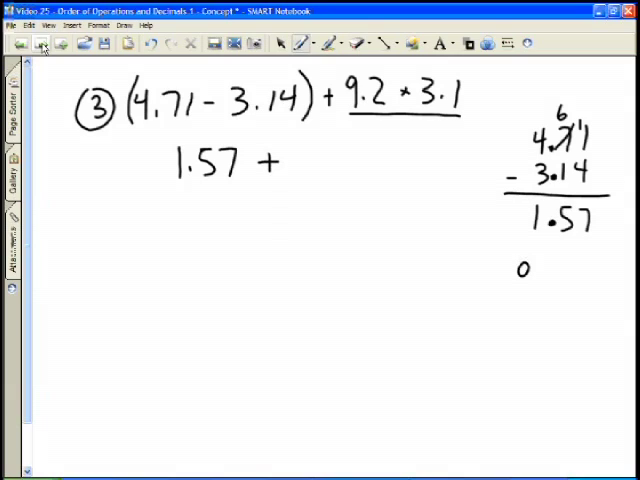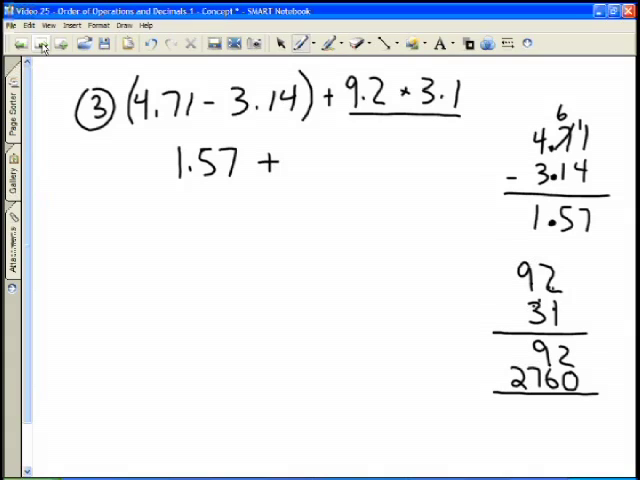And now I've got to do this multiplication, so I'm going to leave my plus sign there, and I'm just going to multiply 9.2 and 3.1. How many decimals in my question? There's 2. So there'll be 2 decimals in my answer. 1 times 2 is 2. 1 times 9 is 9. Put your 0 and start your next column.